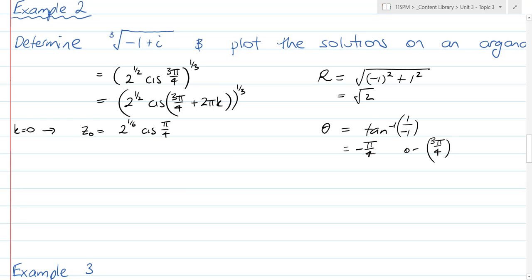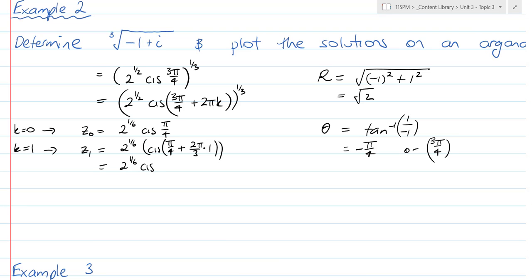If k is equal to 1, I get Z1, and that's 2 to the power of a sixth, cis pi on 4 plus 2 pi on 3 times 1. So I've done that third times 2 pi k, but k is 1. Are we happy with that? And that's equal to 2 to the power of a sixth, cis pi on 4 plus 2 pi on 3, is 3 pi on 12 plus 8 pi on 12. That's 11 pi on 12, which is the answer we were looking at before.